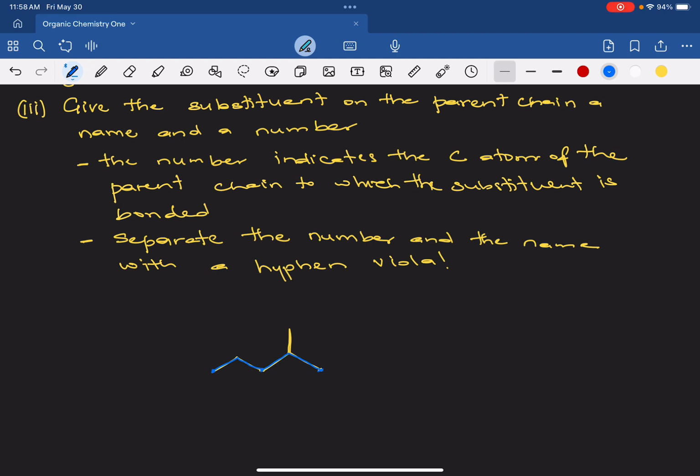Remember, to find your longest chain, you can't make a triangle. Let's say you weren't sure if that was your longest chain and you were trying to connect all the carbons in the molecule. So let's say you went from here to here. Immediately you know you're wrong because you made a triangle. So that is not your longest chain. This is our longest chain here in blue. And right here is your branch group, or substituent.